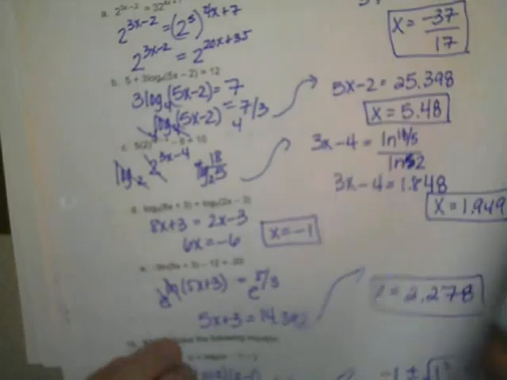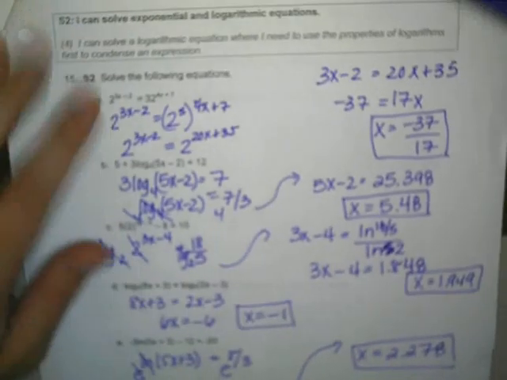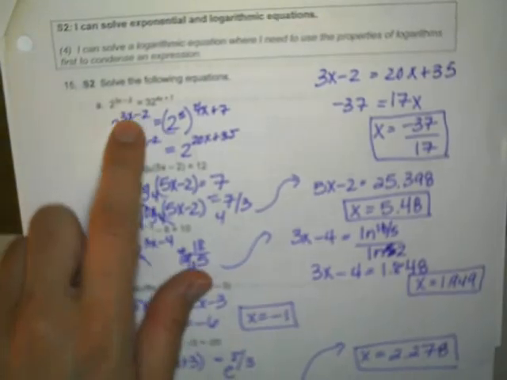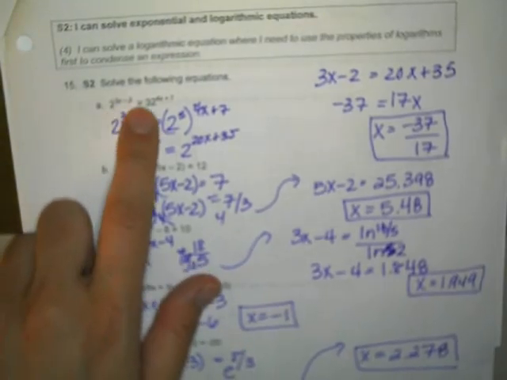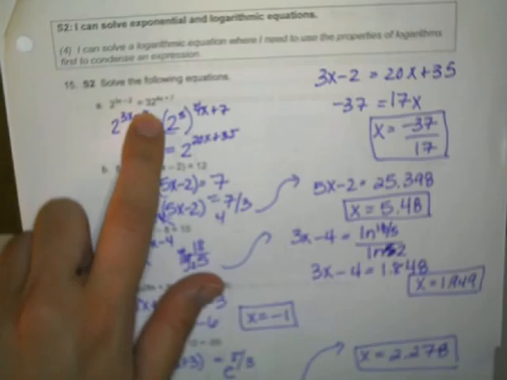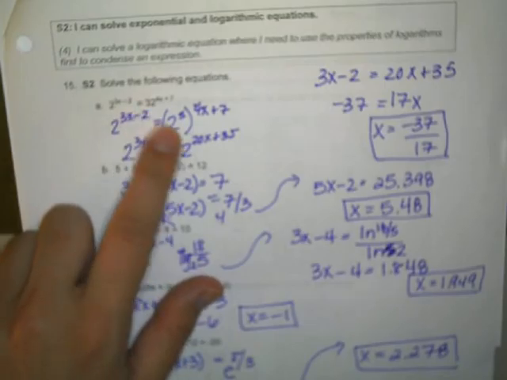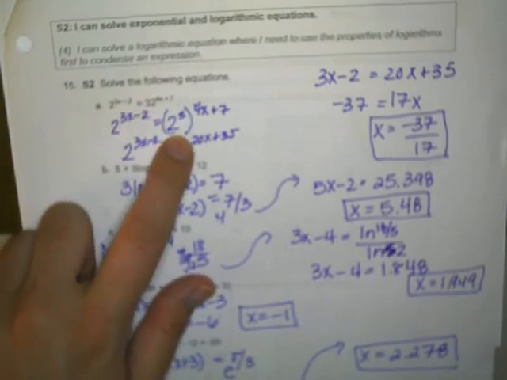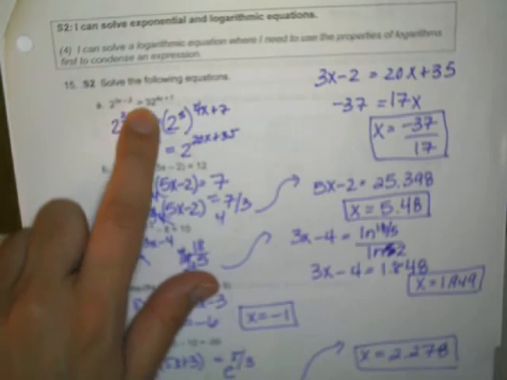Okay. And flipping. Our last standard, solving exponential and log equations. For 15a, this is an exponential function set equal to an exponential function. So we have to rewrite the base. So I'm rewriting 32 as 2 to the 5th. Can't change what it is. 2 to the 5th is still 32.